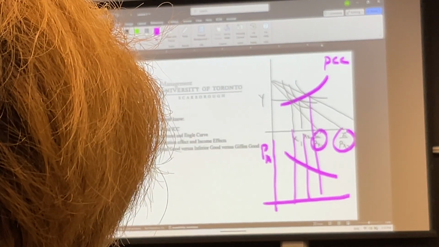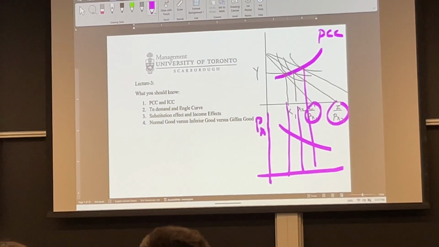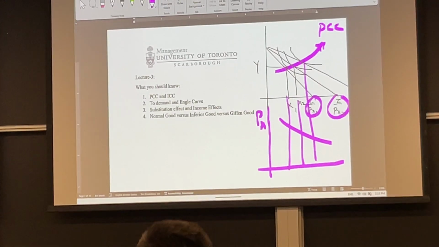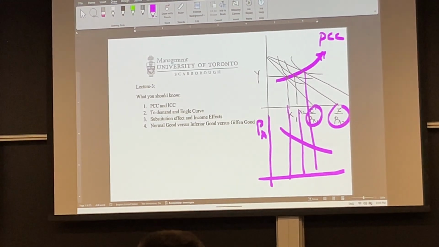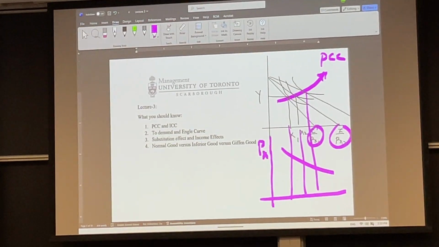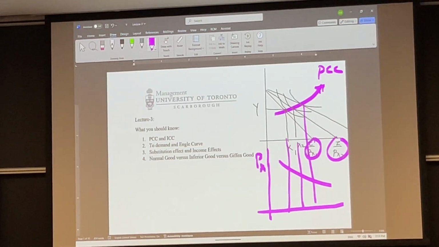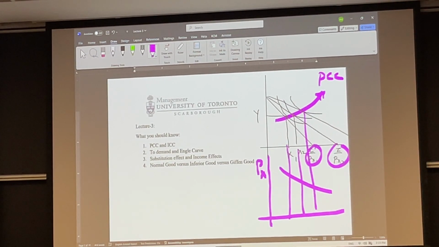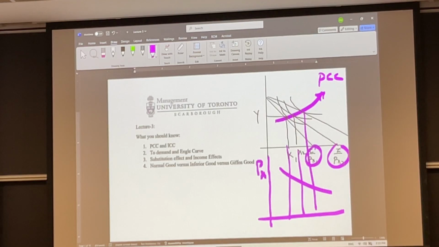The way I graphed it though here, I graphed the price consumption curve as rising. Why? What does that mean? PCC is rising. What does that mean? X and Y are complements. They're complements because when the price of X declines, you buy more of both. It must be complement. So when I graphed it, X and Y, for this individual, were complements of each other.